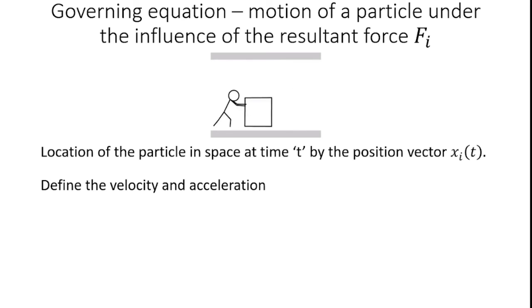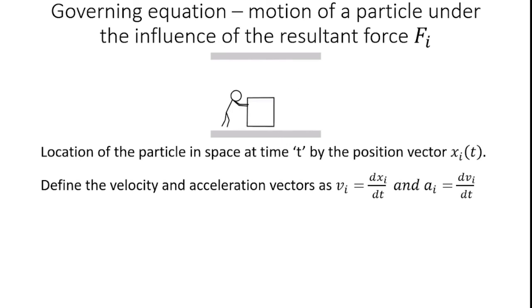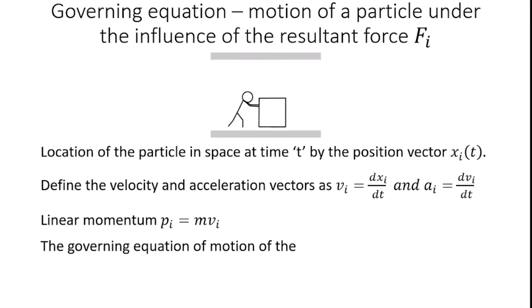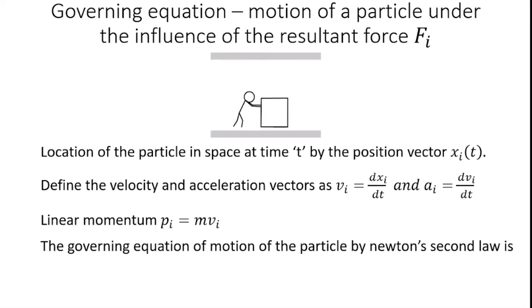After that, define the velocity and the acceleration vectors: vi, which can be represented as dxi by dt, because the velocity and the acceleration are both related to the rate of change with time, and acceleration a is equal to dvi by dt, and then linear momentum pi is equal to m into vi. m is the mass, v is the velocity, which is the formula, and then I can frame the governing equation. The governing equation of motion of the particle by Newton's second law is Fi is equal to d pi by dt is equal to m into ai.